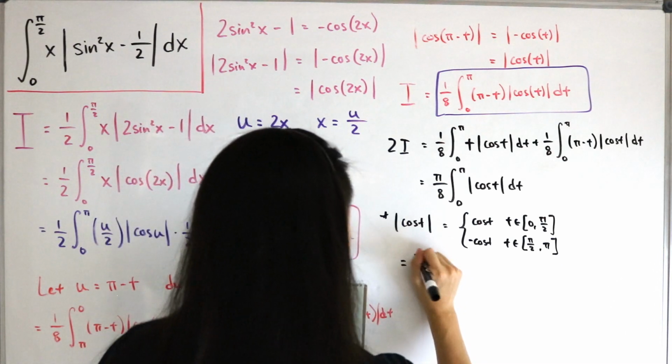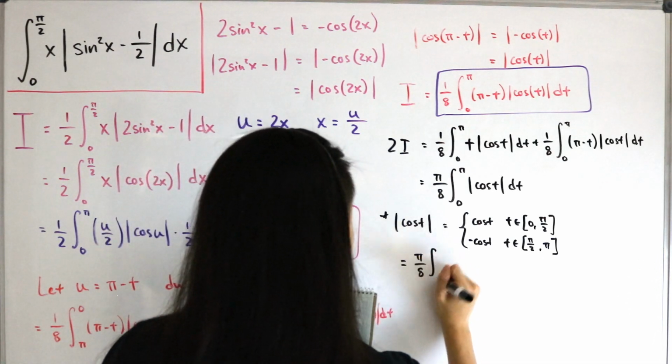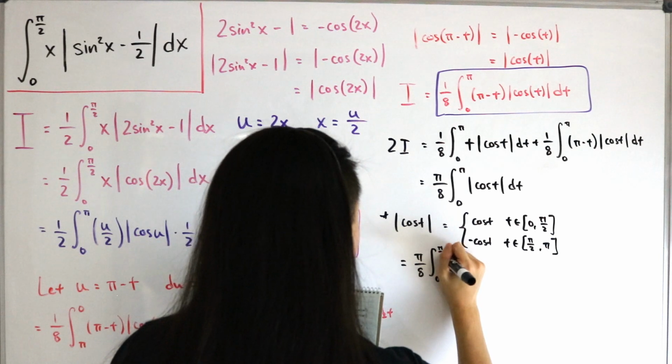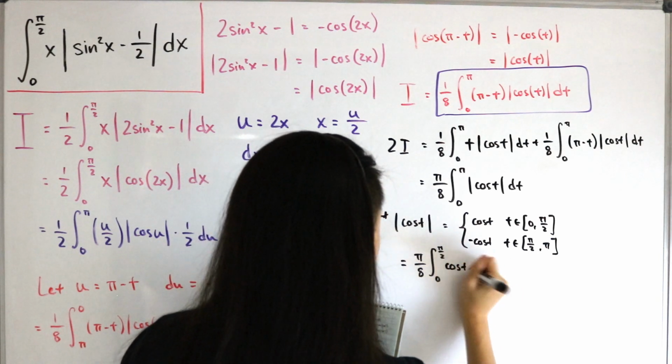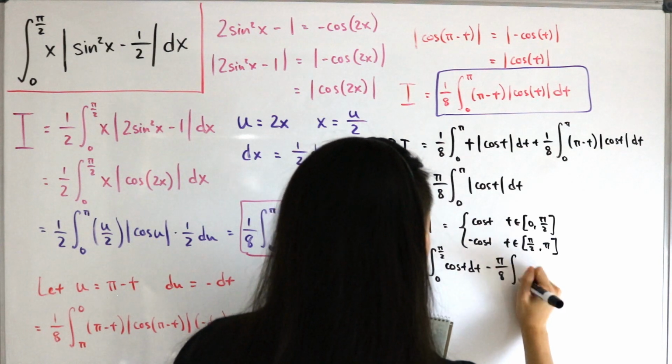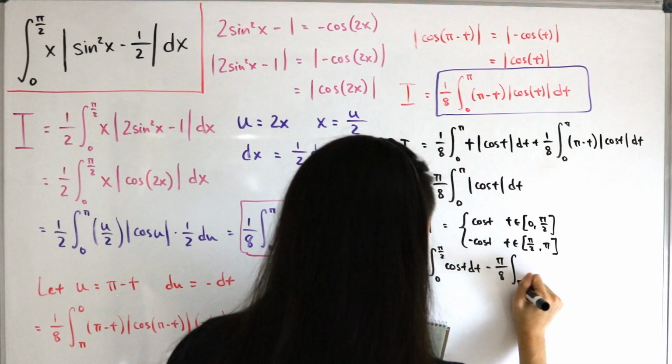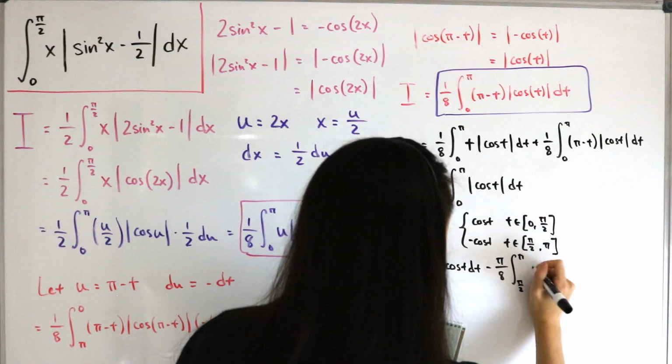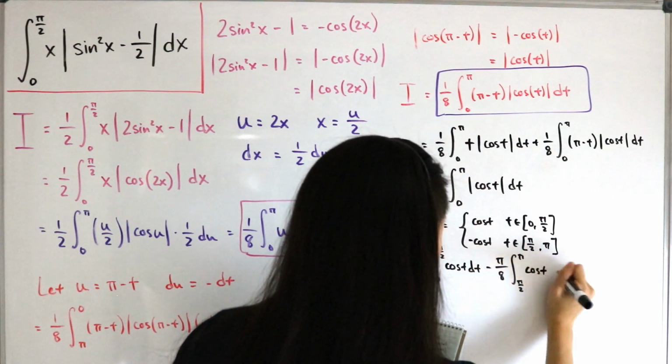and that yields us a case-by-case solve, such that now we're just dealing with pi divided by 8 multiplied by the integral from 0 to pi over 2 first of just positive cosine of t, then dt, and then subtract pi divided by 8 multiplied by our integral from pi divided by 2 to just pi of cosine of t, and then dt.